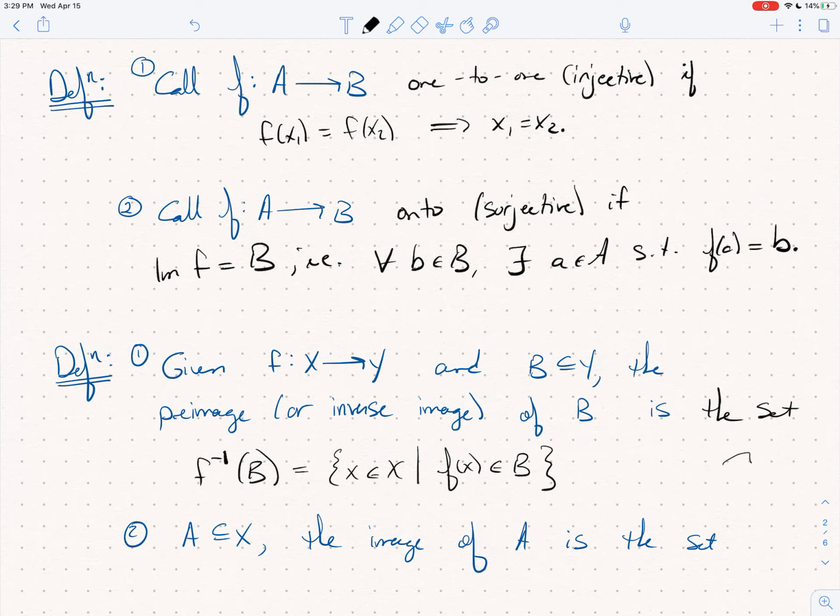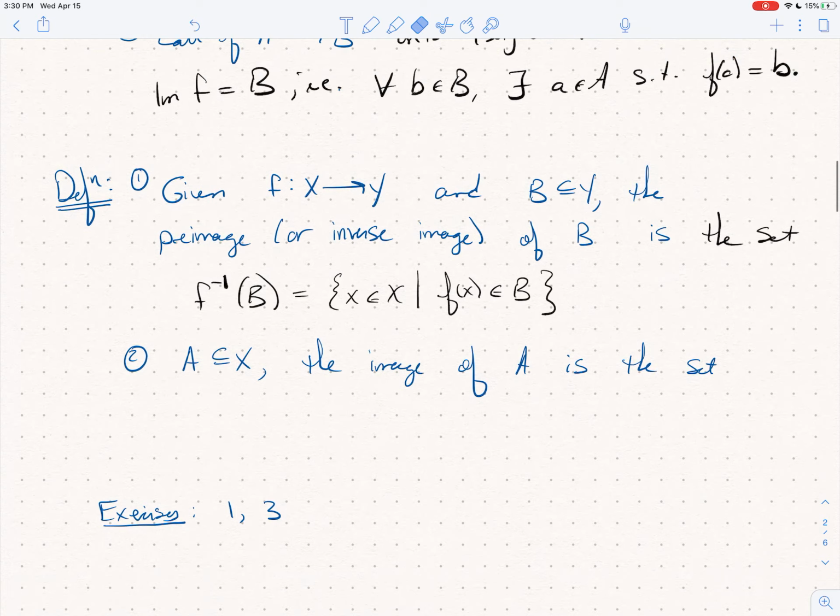Does that make sense? If you want to draw a picture, here's B, and here's maybe your larger set Y, and back here in X, the preimage is all the stuff that when you plug it into f, you land here in B. So you're in the preimage if and only if f takes you over to your set B. We're going to be working with the preimage quite a bit, and we're going to care very much about some of its properties.